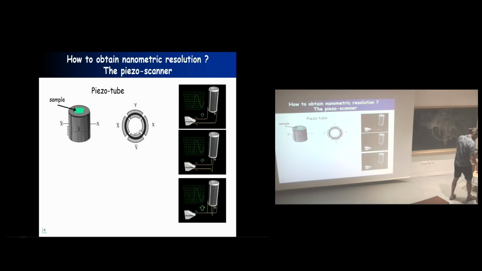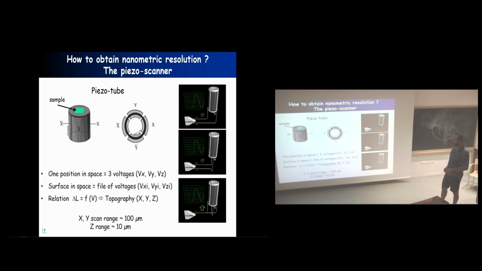And now, if you apply the same voltage on the four electrodes, then the whole tube is going to expand or shrink, and you have your Z motion. And finally, one position in space is going to be three voltages. A surface in space is a file of voltages. It's a matrix. And with the piezoelectric relationship, you can transform this matrix into a surface. The typical XY scan range of a modern AFM is about 100 micron, and the Z range is about 10 micron.